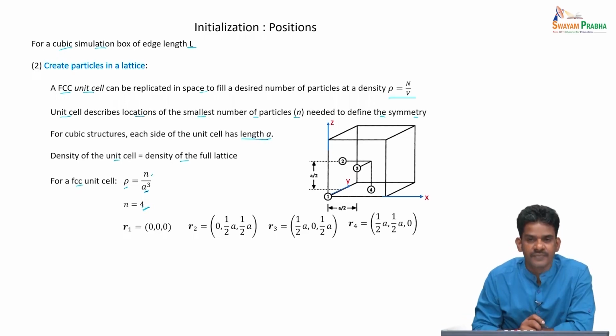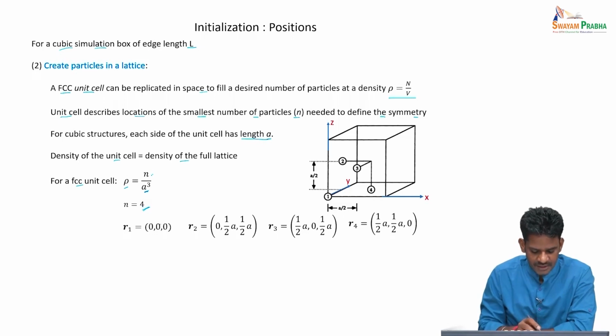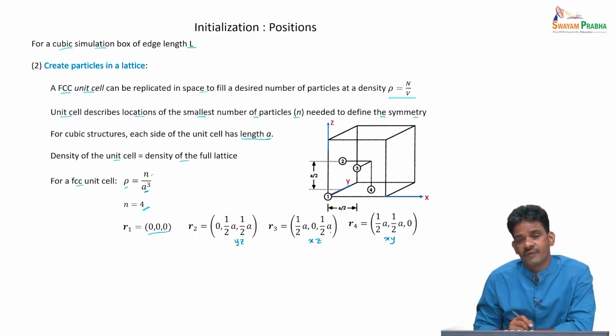What it means is, in an FCC unit cell, we can assign positions for a minimum of 4 particles. The position vectors of these 4 particles are: one at the origin, the second in the YZ plane, the third in the XZ plane, and the fourth in the XY plane. The positions are given by these 4 vectors. Pictorially, these particles are shown in this cubic box.